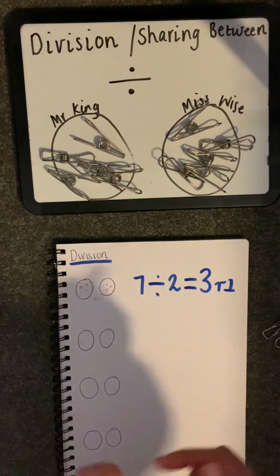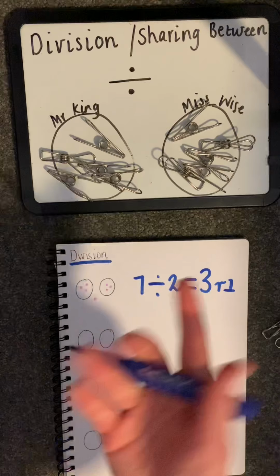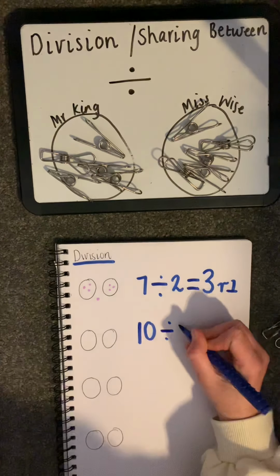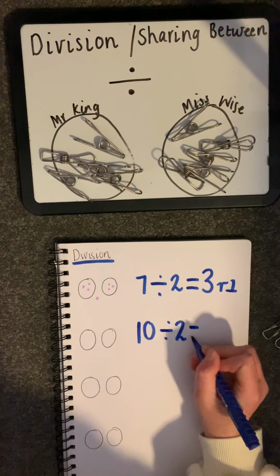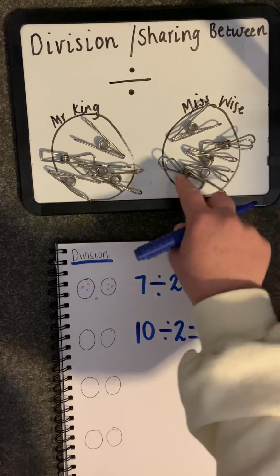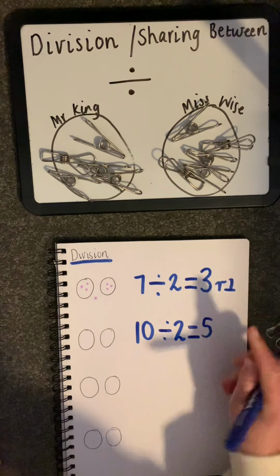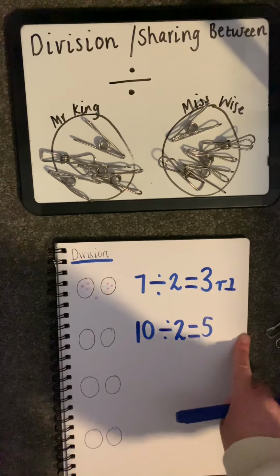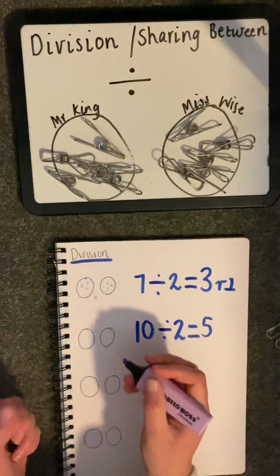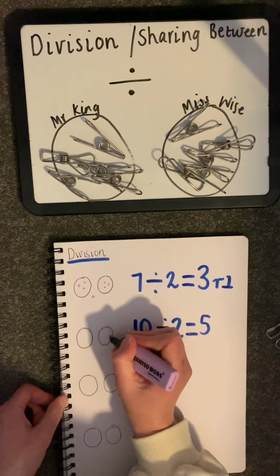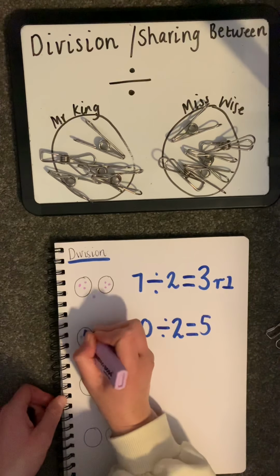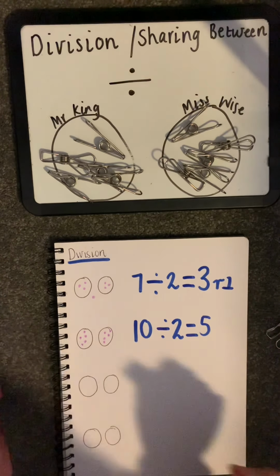So when I write my equation, how many pegs did I have to start off with? I had 10. 10 pegs shared between 2 very lucky people. Equals, well, how many did they get each? Let's have a look. 1, 2, 3, 4, 5. They got 5. Were there any remainders? No. So I don't even need to write the R this time. There were no remainders. And finally, let's draw that out. So it was 1, 2, 3, 4, 5, 6, 7, 8, 9, 10.